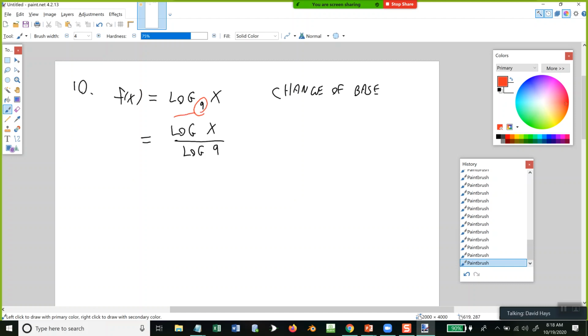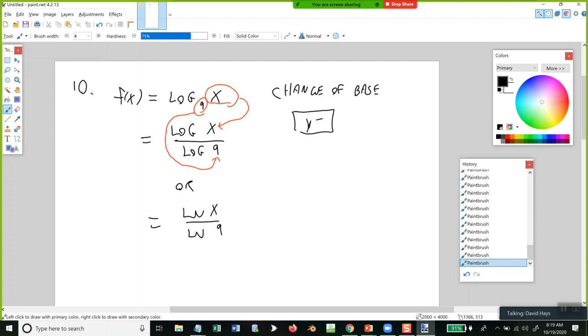Change of base says you take your base, whatever it is, and it goes on the bottom. Whatever follows your log goes up on top. The benefit of that is we have a log button on our TI-83, TI-84. We don't have a base 9 button. The newer TI-84s do have a capability of putting any base in there, but not most of them. Change of base actually says you can use any base. So I could have rewritten this as natural log of x over natural log of 9. Those are the only two that make sense because those are the only buttons you have on your calculator.